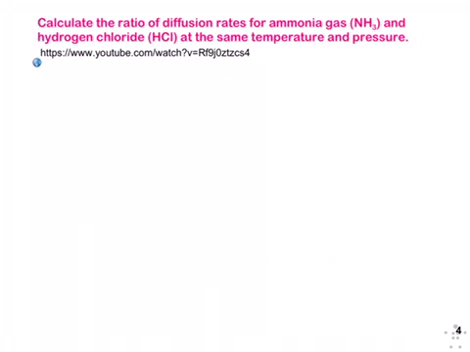All right, so to calculate the ratio of diffusion rates for ammonia gas and hydrogen chloride at the same temperature and pressure, we need to figure out the molar mass of each of the compounds.